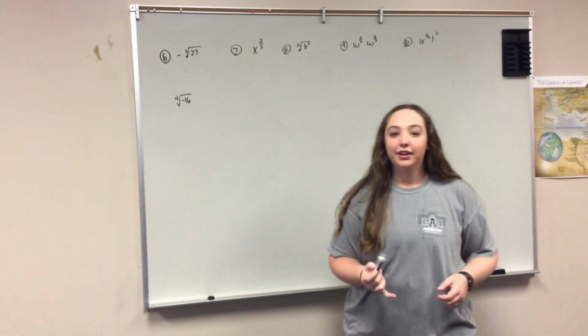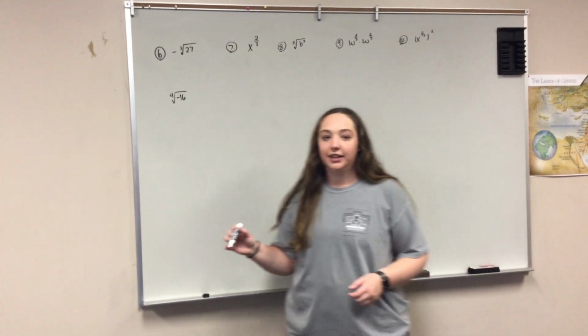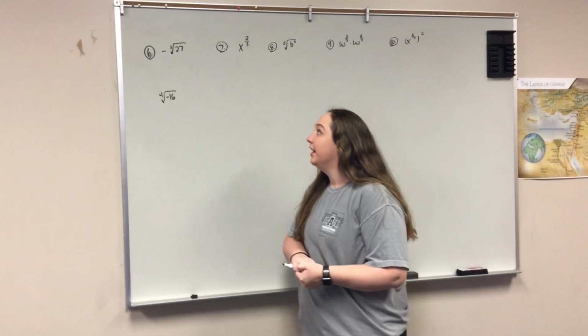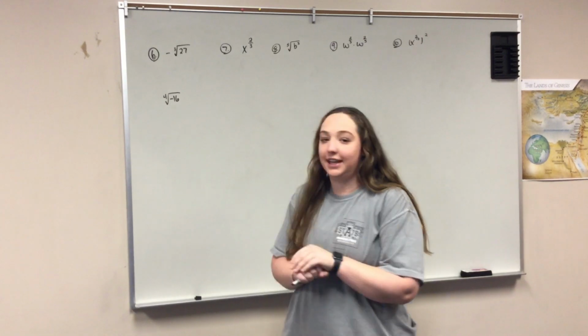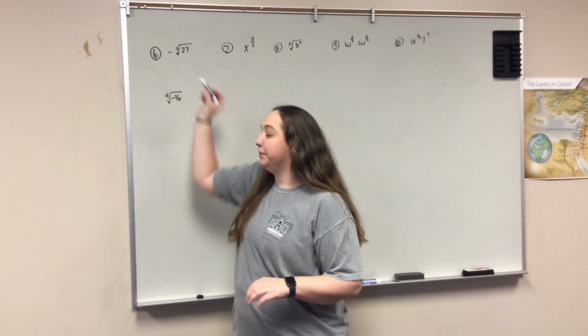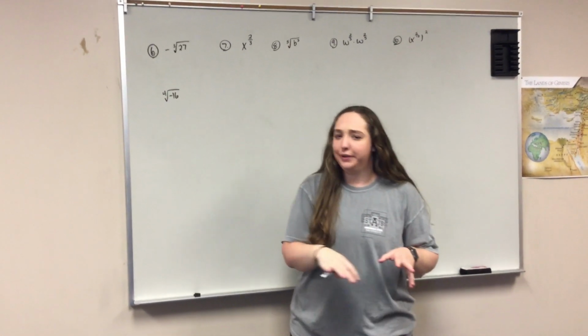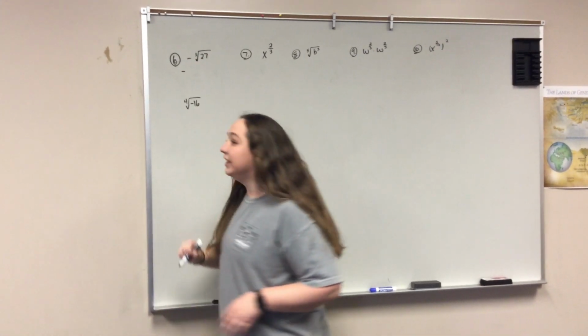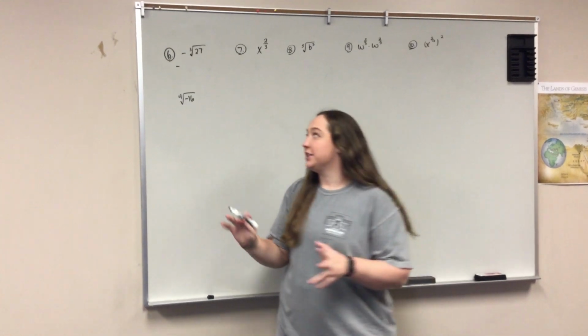Looking at negative cubed root of 27. So we need to find a number that's multiplied by itself 3 times to get 27. But then this negative is really important. It's just going to stay there. We're not going to do anything with it yet. We're going to find the cubed root of 27, and I know that that's 3.